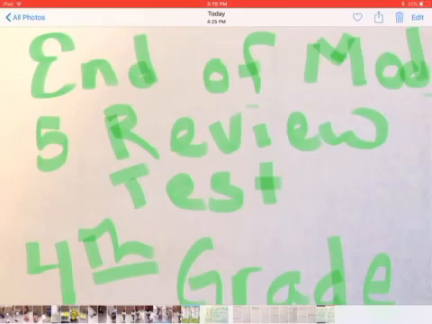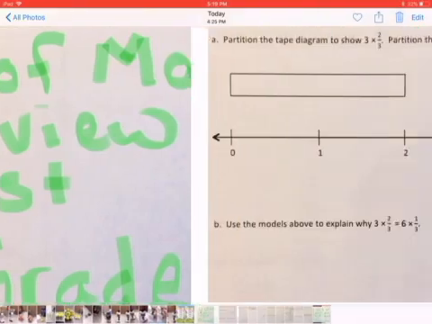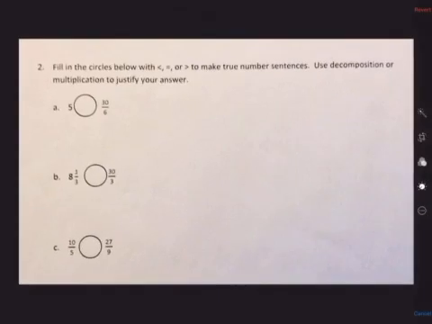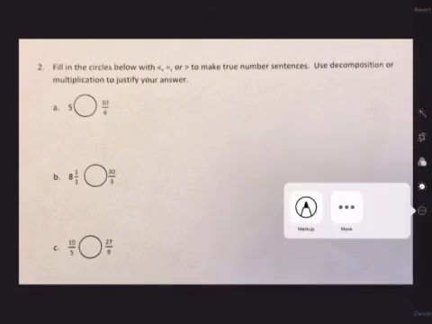Okay, end of Module 5 review test, 4th grade, number 2. Here we go. Fill in the circles below with less than, equal to, or greater than to make true number sentences. Use decomposition or multiplication to justify your answers.